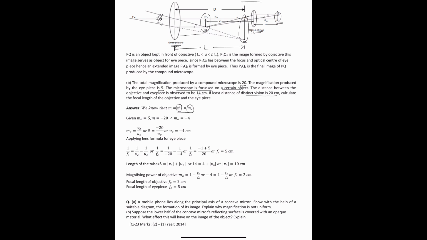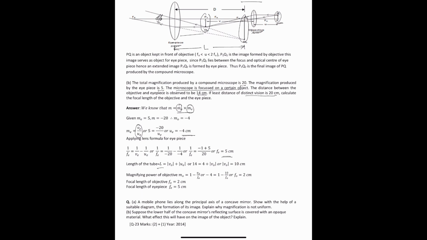So the magnification produced by the eyepiece is the image distance by the object distance for the eyepiece. So just write it down. The object distance for the eyepiece is 4 centimeter, negative in the same direction. Apply the lens maker formula, then we find the focal length of the eyepiece is 5.